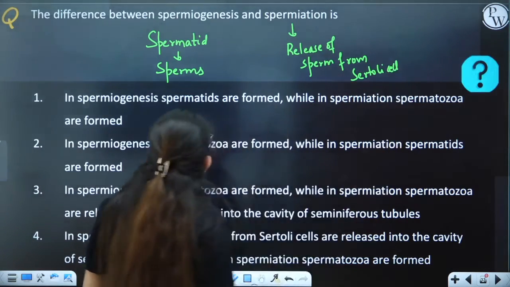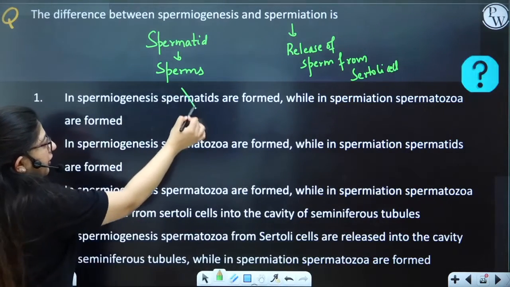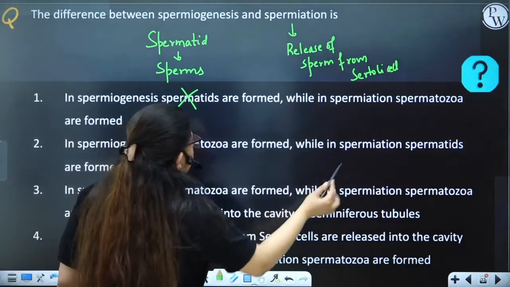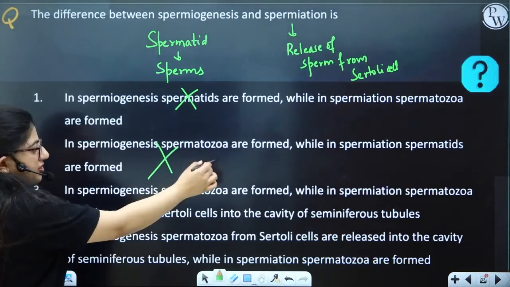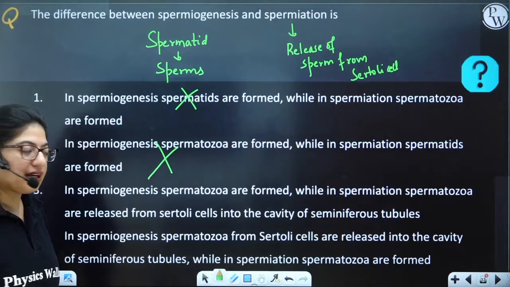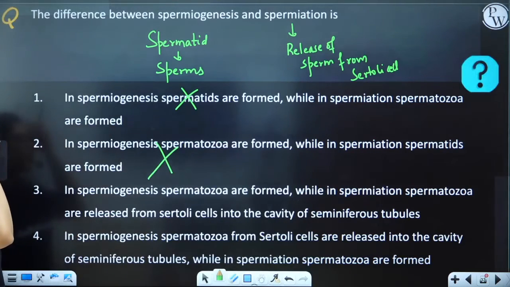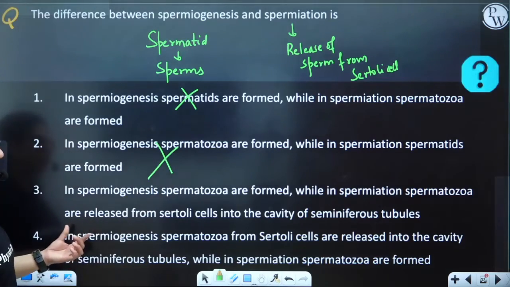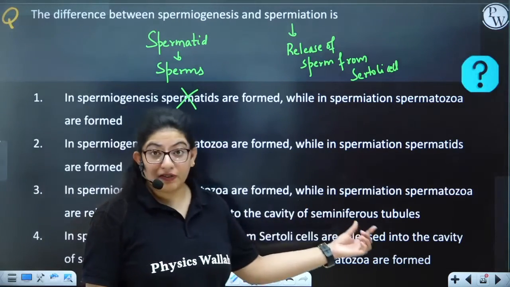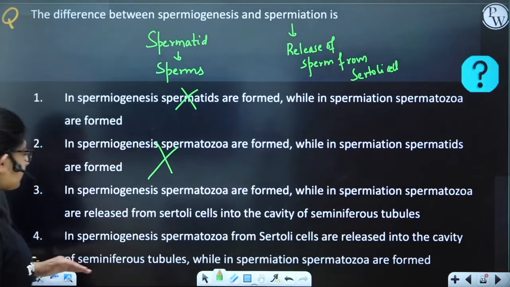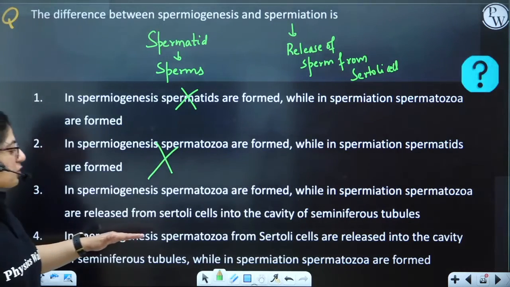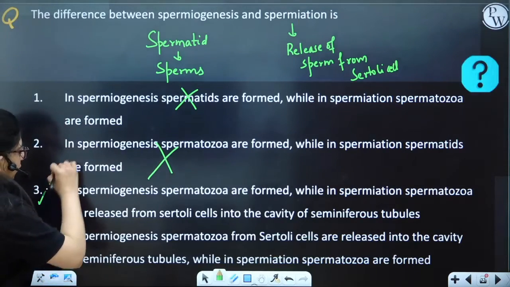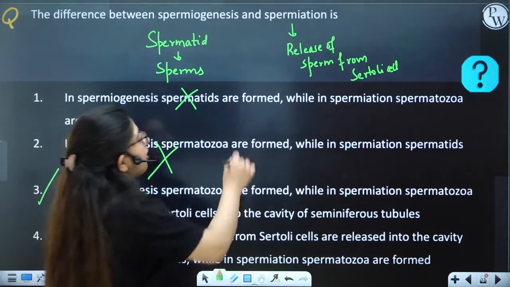Okay. So in spermiogenesis, spermatids are formed. Incorrect. Sperms are formed. In spermiogenesis, spermatozoa are formed, while in spermiation, spermatids are formed. Incorrect. First is correct, but the later is incorrect. In spermiogenesis, spermatozoa are formed, while in spermiation, spermatozoa are released from Sertoli cells into the cavity of seminiferous tubule. Absolutely correct. Next is saying, in spermiogenesis, spermatozoa from Sertoli cells are released. No, that I've already told you. So third is the correct answer.